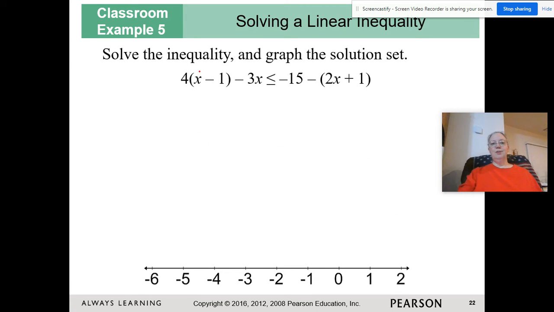All right, we are going to distribute, and don't forget this is a little negative one. We have to distribute the negative. Students always forget to distribute the negative to this number right here, so pay particular attention. So we've got 4x minus 4. Distribute negative, 2x minus 1. We're going to combine like terms on the left. Combine like terms on the right.